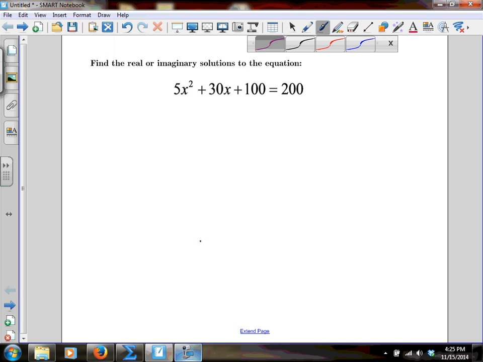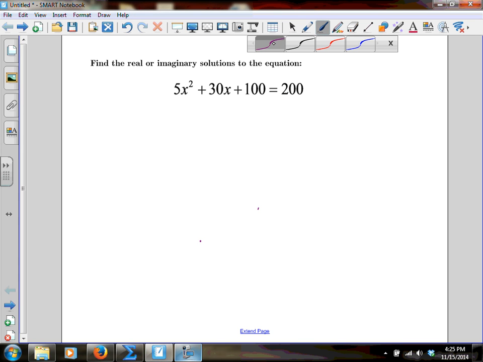I've got an equation right here that is 5x squared plus 30x plus 100 equals 200. I noticed some things. First of all, it starts with 5x squared as opposed to 1x squared. That's going to make life a little bit harder for us. Second of all, there are numbers on both sides of the equation. I don't have anything equaling 0 yet. And thirdly, in this particular case, everything is divisible by 5.